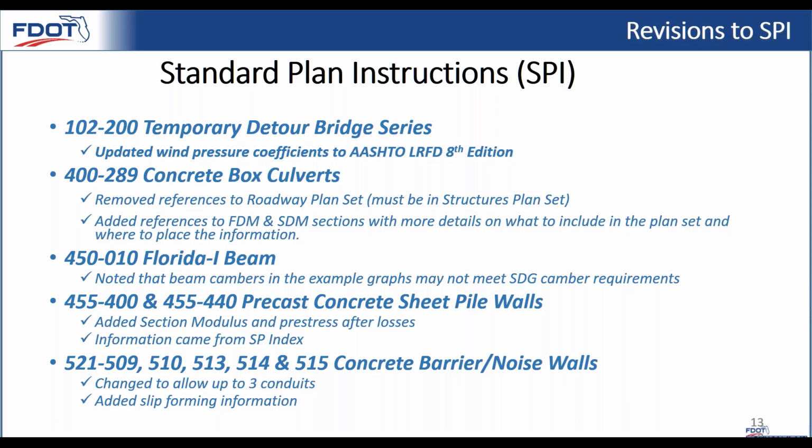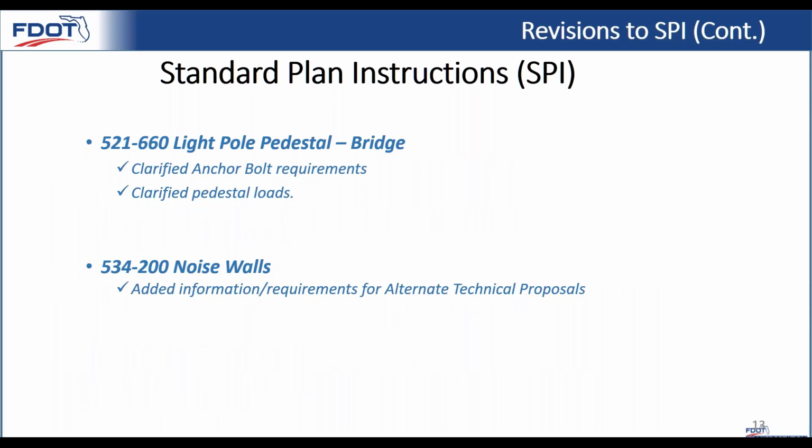Index 455-400 and 455-440, precast concrete sheet piles, had that section modulus that I mentioned earlier, and the pre-stress after losses information added from the standard plans, because it's more of a designer issue than a contractor issue. And 521-500, concrete barrier noise walls, were updated to allow up to 3 conduits in the barrier or the traffic railing section, and slip forming information was added.